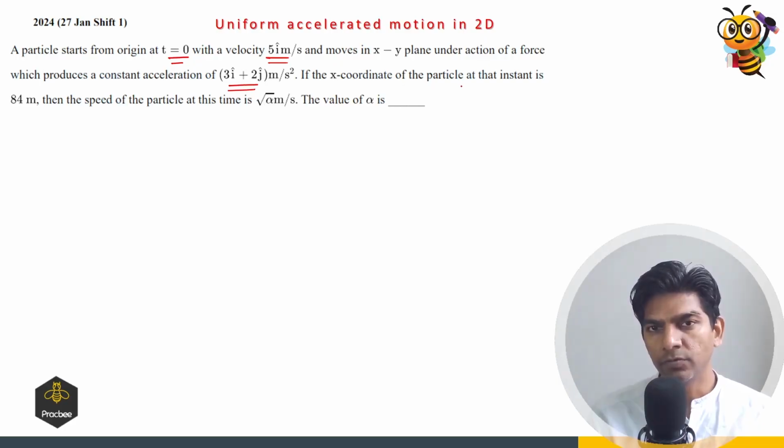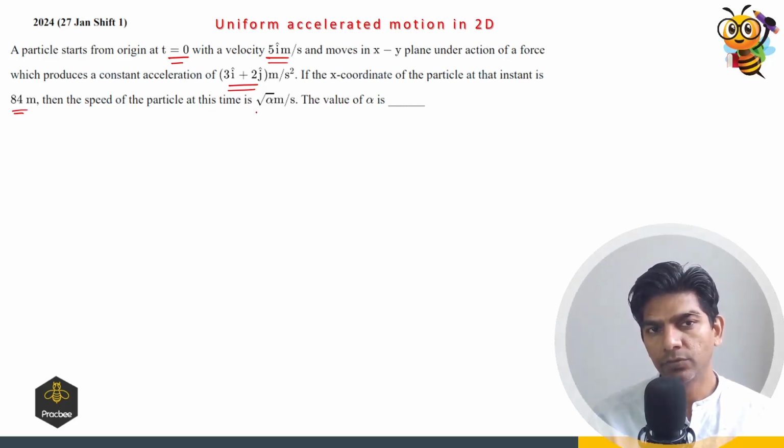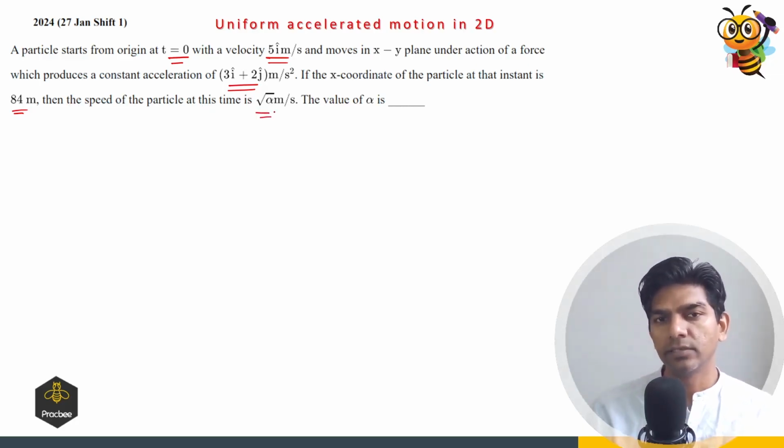If the x coordinate of the particle at that instant is 84 meters, then the speed of the particle at this instant will be root alpha. So at a certain instant, the x coordinate is given as 84 and we have to find the speed of the particle at that instant.